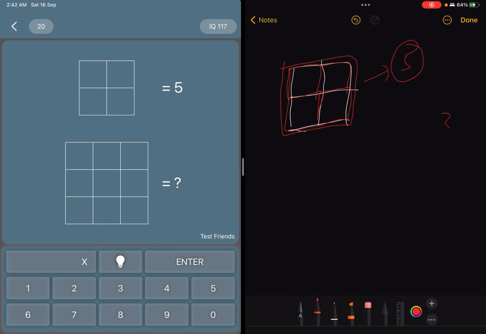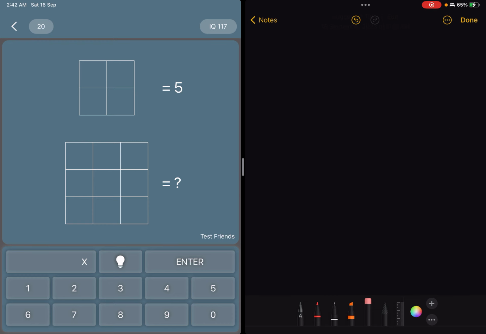So if we had a more complex one, we can still count 1 2 3 4 5 6 7 8 9. Then we have this one. If we try to count the number of squares using this approach, it would be very difficult to do. So let's quickly jump to the trick to calculate the number of squares.